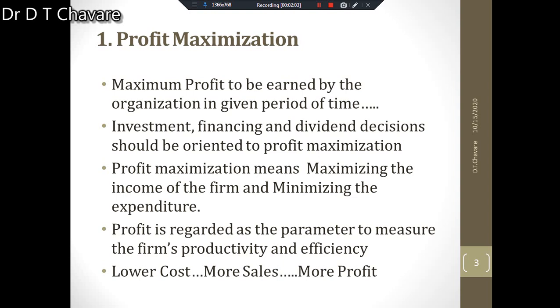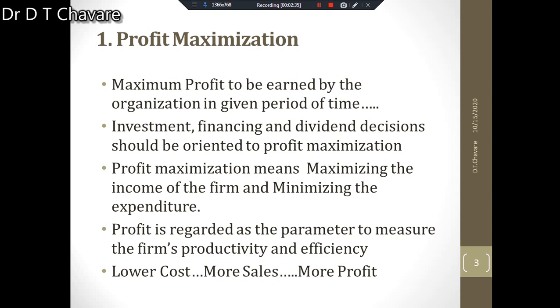Profit is regarded as a parameter to measure the firm and its productivity and efficiency. The company can lower its cost and increase the sales to earn more profit. Without profit, it is very difficult to survive in the market. If the company earns good profits, then only can it manage to serve the society in the long run. It means that profit maximization is also a most important aspect of business finance.